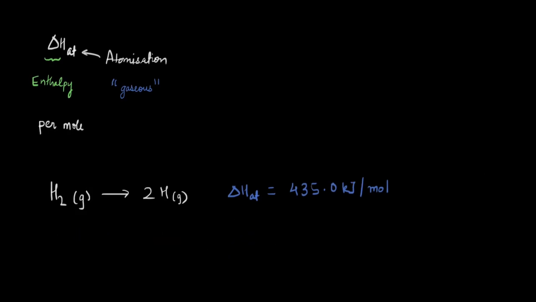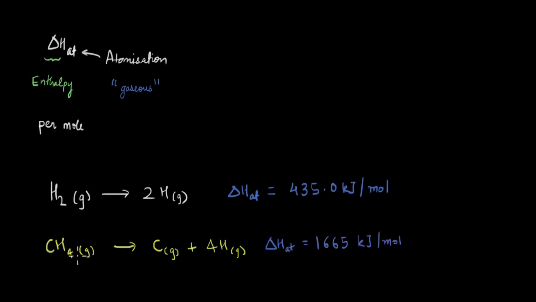Now let's take one more example. So here we have methane in gaseous state, which gives 1 atom of carbon and 4 atoms of hydrogen after the CH bonds are broken. And for this reaction, the enthalpy of atomization is 1665 kilojoules per mole.